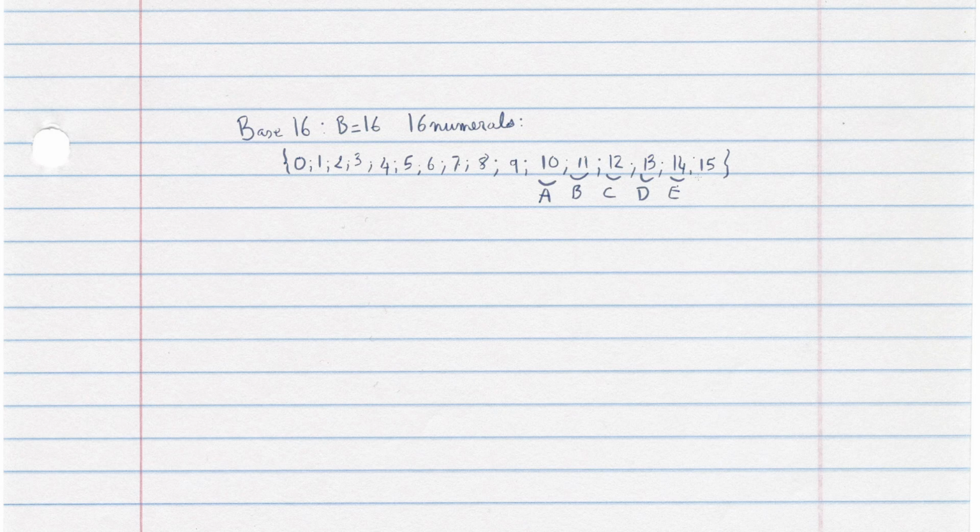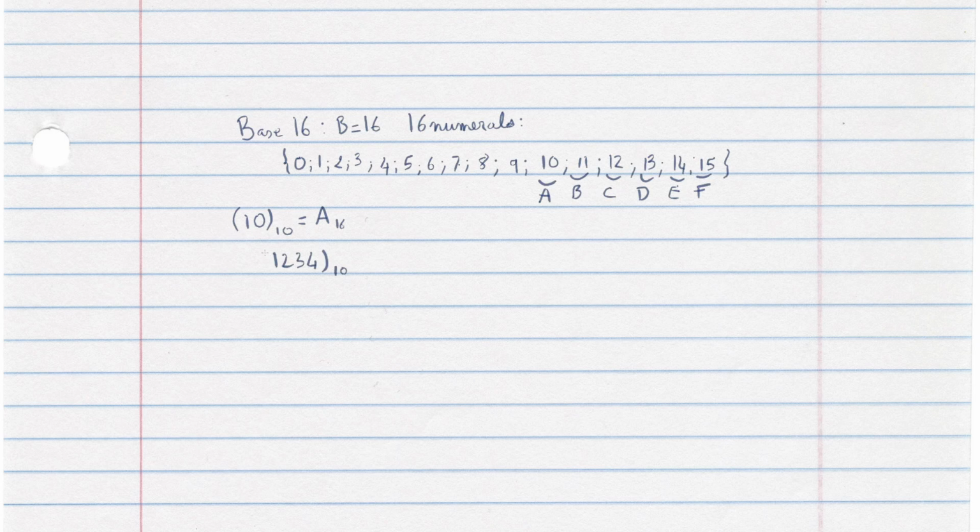Now, what about base 16? Well, it is still the same idea, except that this time we have 16 numerals: 0, 1, 2, 3, 4, 5, 6, 7, 8, 9. And of course, we're not going to write 10, 11, 12, because it's going to be confusing. We would not be able to distinguish between 1 and 1 or 11. So we write A for 10, B for 11, C for 12, D for 13, E for 14, and F for 15. So if you have 10 in base 10, that's A in base 16.